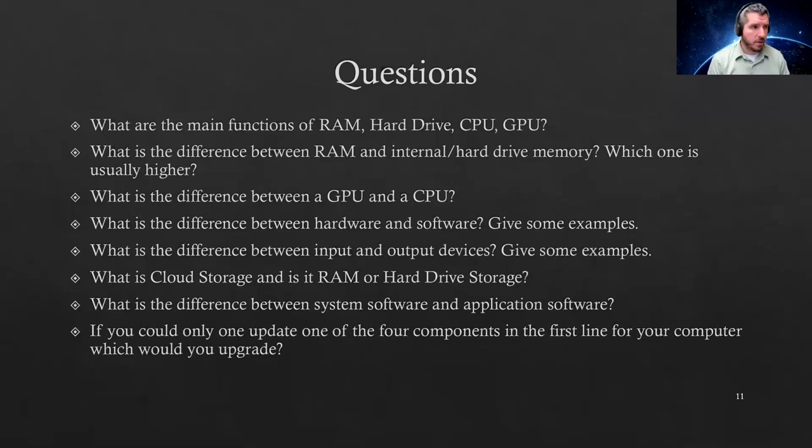So let's start with that first one. What are the main functions of RAM, hard drive, CPU, and GPU? So, RAM and hard drive are actually both ways to store data on the computer. The difference between them is that RAM is called random access memory. RAM is the memory that you can think of as very close to the CPU or the GPU. It is something that is easily accessed, and can be accessed very, very quickly.